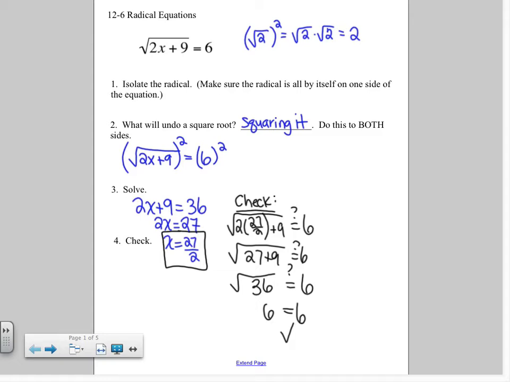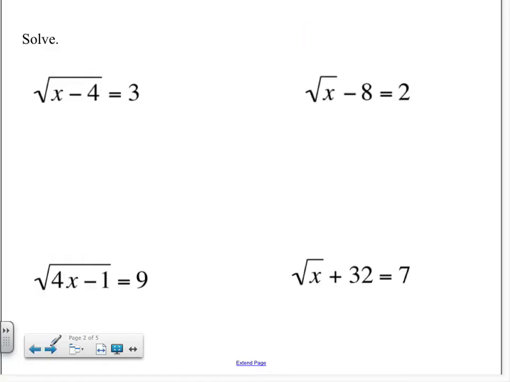And you can write that as a fraction or a decimal, it doesn't really matter. Okay, so let's solve. Try these 4 examples and then come back to see the solution.